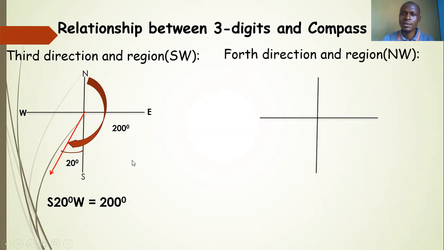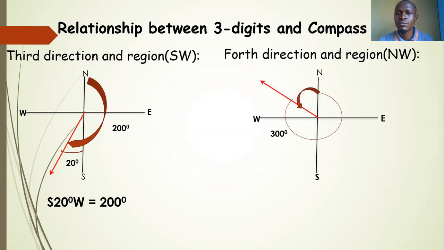The fourth direction, you have the northwest. Let's look at a particular angle here. The angle is 300. What is 300 in compass form? You have to consider the leftover coming from the north pole, and that is 60 degrees. So writing that in compass form, you have north 60 degrees west, which is the same thing as 300 degrees.